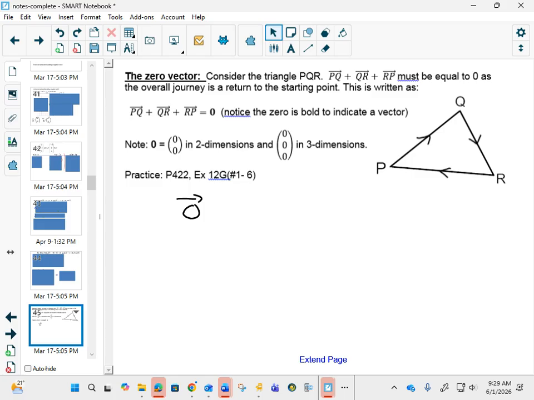So that is your zero vector. So that's where we'll end for today.